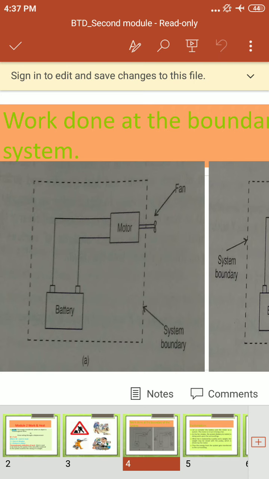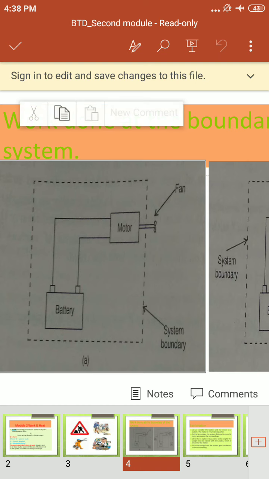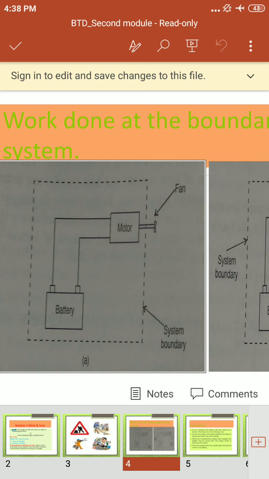Listen here. Consider battery and motor act as a system. All of you know that the battery stores energy. When that energy is transferred to the motor, the motor rotates. The motor is connected to the fan, so the fan will rotate. That means the system is doing work on the surroundings. The system is the battery and motor.